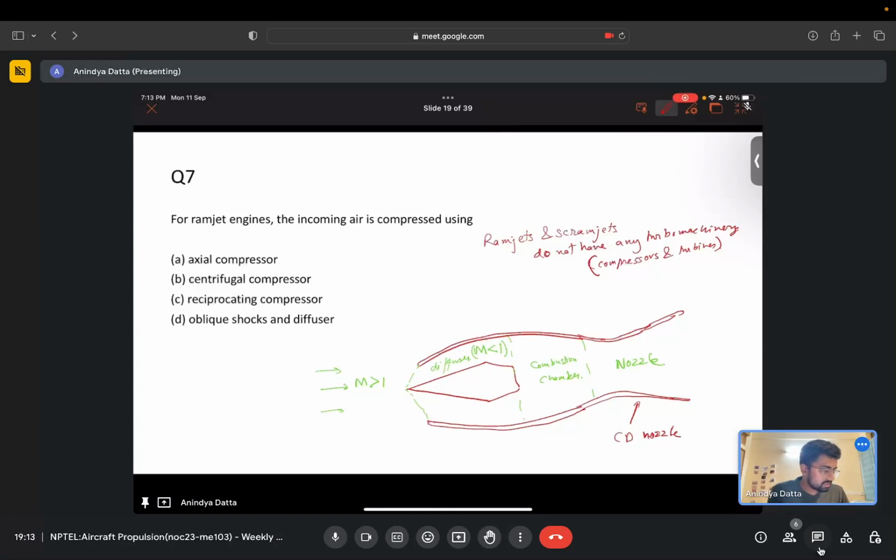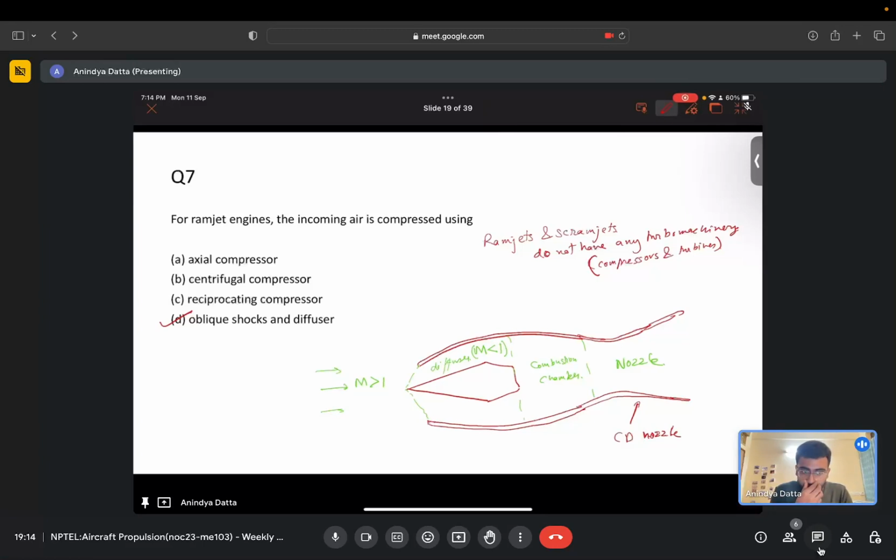So in this case the inlet air is compressed using oblique shocks and diffusers. Remember the operating principle of a diffuser: in a diffuser the velocity decreases and the pressure increases. So the diffuser also increases pressure, equivalent to what a compressor does. And if you have studied gas dynamics, you have seen that across a shock the static pressure increases. That's how compression is achieved in ramjets.